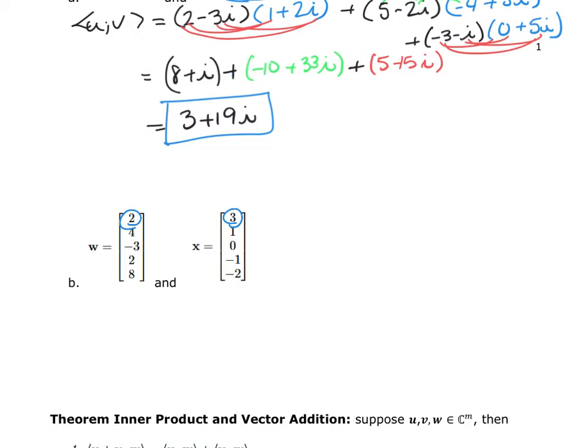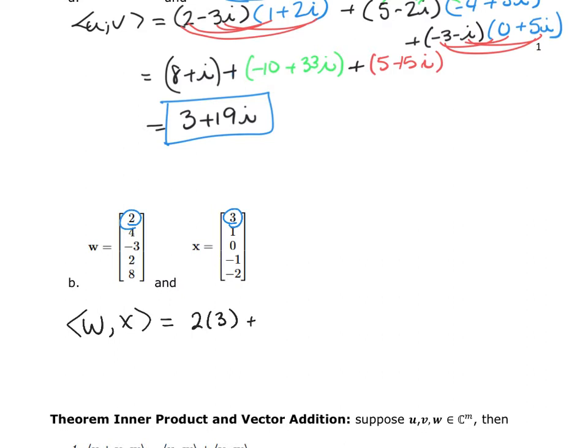And it is strictly just 2 times the 3, because a complex conjugate of 2 plus 0i is 2 minus 0i. So the gist of it when I'm working with real numbers is I'm just multiplying the same numbers in the same positions. What I mean by that, if I'm doing v and w, and I'm doing the inner product, I'm just doing 2 times 3.